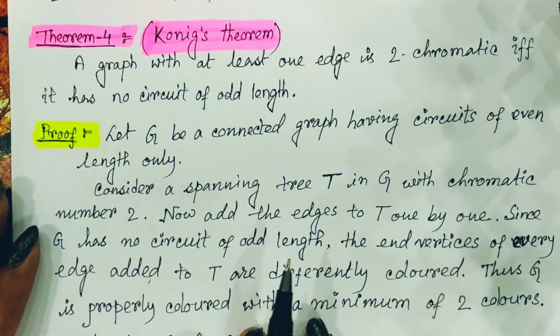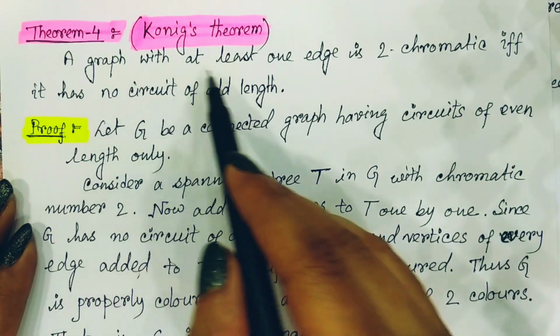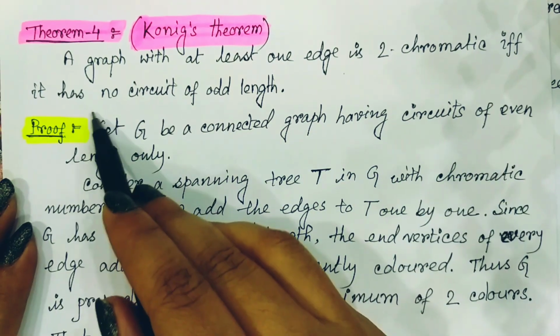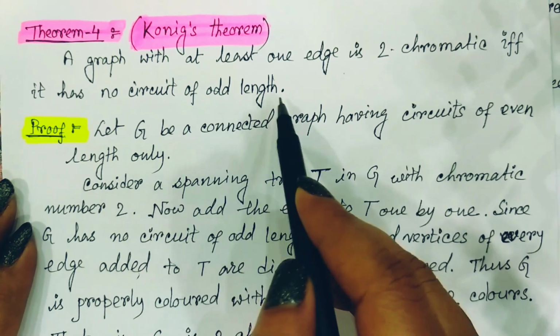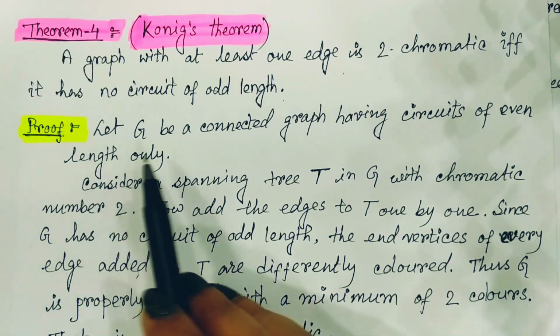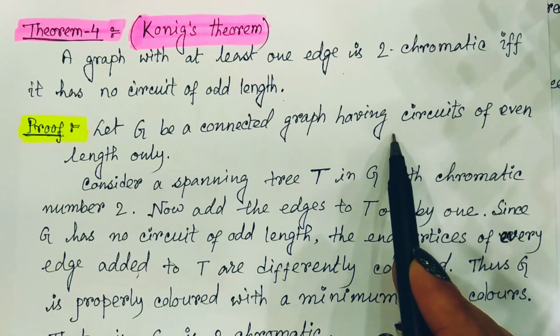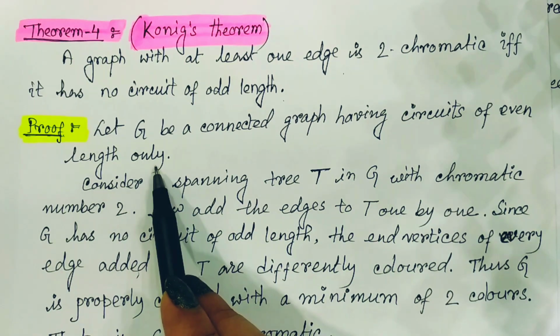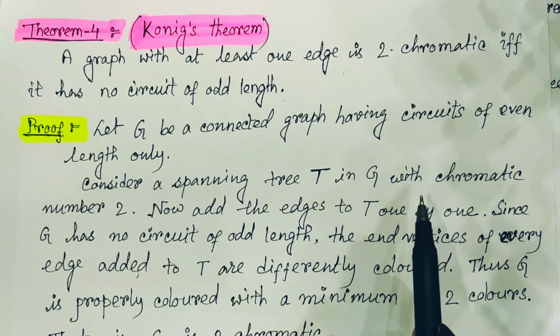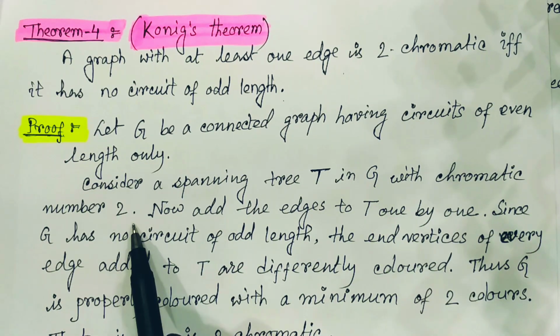Now, one more theorem. The theorem is: a graph with at least 2 edges is 2 chromatic if and only if it has no circuit of odd length. So, how to prove this one? For the proof, let G be a connected graph having circuits of even length only. Consider a spanning tree T in G, with chromatic number 2.